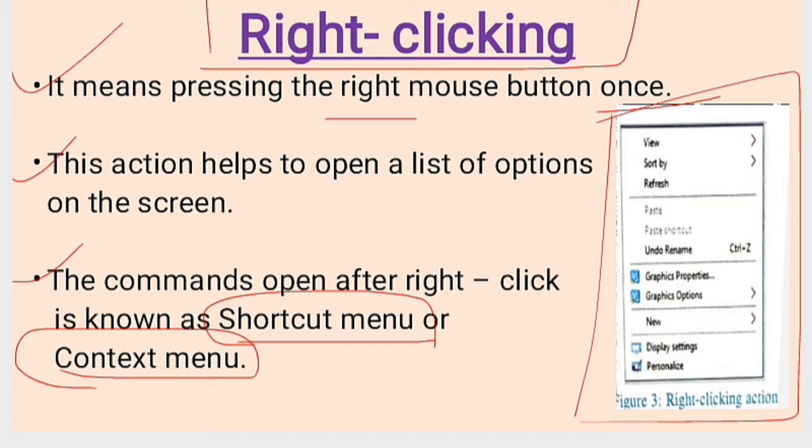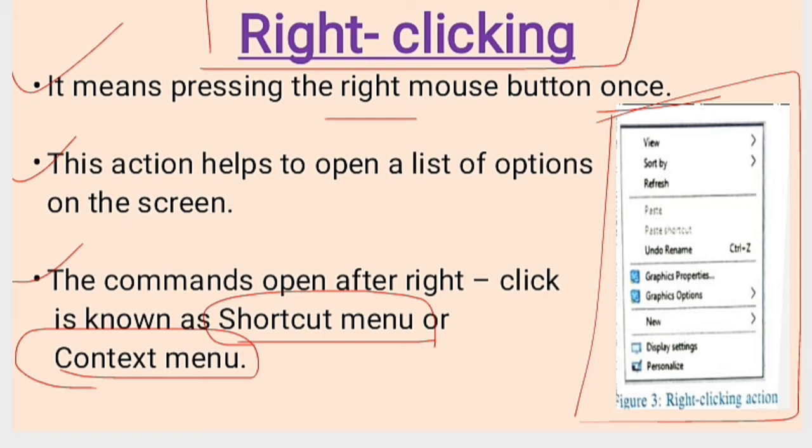How will we do this? If we want to open this shortcut menu on the screen, what do we have to do? We have to open our computer, and if we right click on any blank area, we will get this type of pop-up window. This gives us the properties or different things by which we can work. Or if we right click on a particular object, like This PC, then what will we get? We will get all the properties relating to that This PC icon.